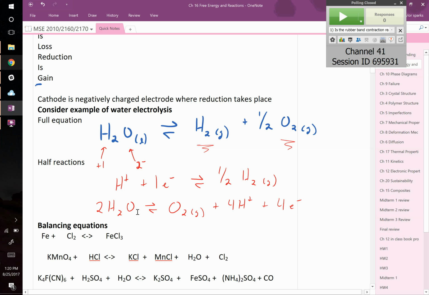So basically this oxygen was 2 minus before. By the time it turns into oxygen gas, it had to give up 4 electrons, right? So this exact reaction is not important, but this same type of reaction where there's this exchange of electrons is very important, and it's involved in understanding corrosion, especially electrochemical corrosion, which is a big deal. So we'll come back to it.